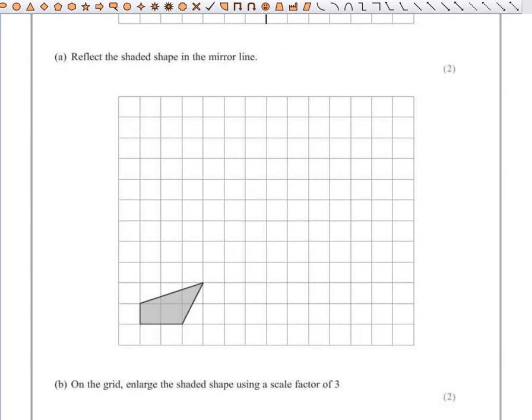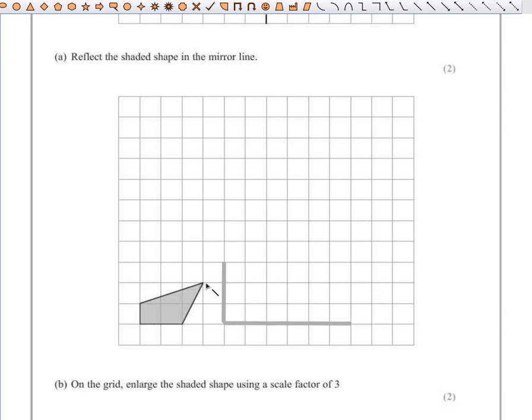Part B, on the grid, enlarge the shaded shape using a scale factor of 3. Now, a scale factor of 3 means that the lengths are all 3 times bigger. So we can draw this bottom corner quite easily. The shape, instead of being 1 square high, will now become 3 squares high. Along the bottom, instead of 2 squares across, it's now going to be 2, 4, 6 squares across.